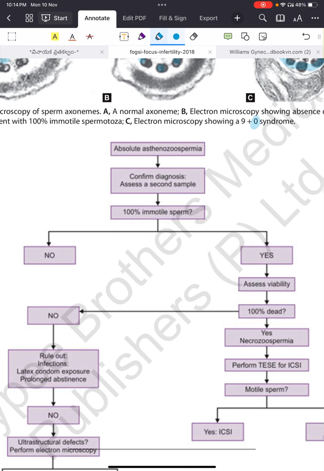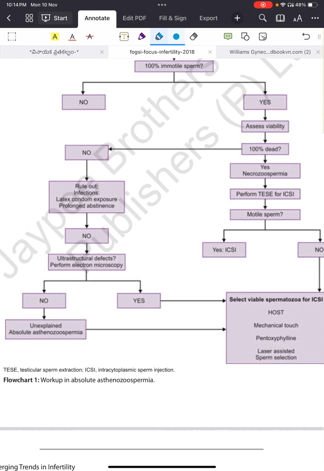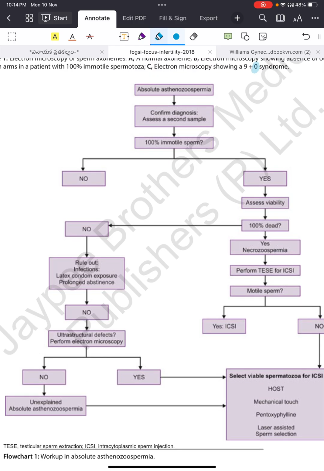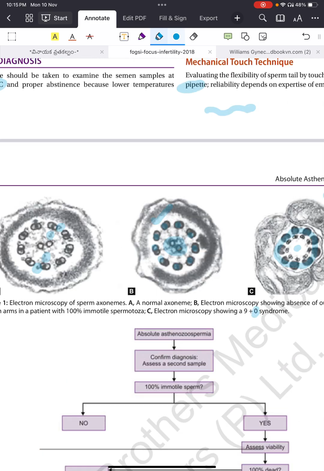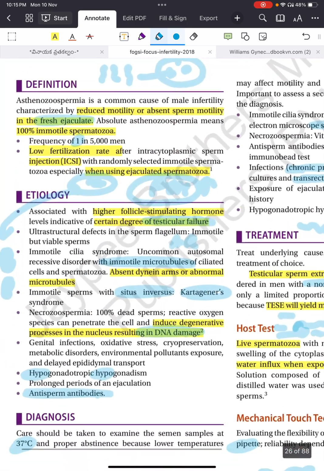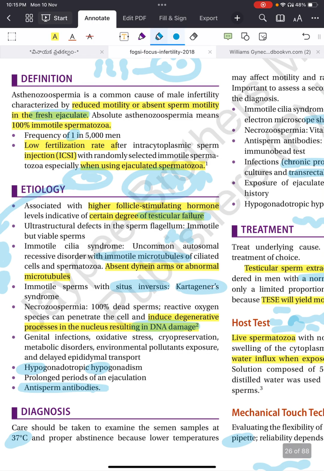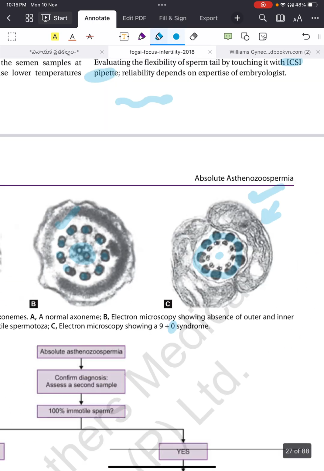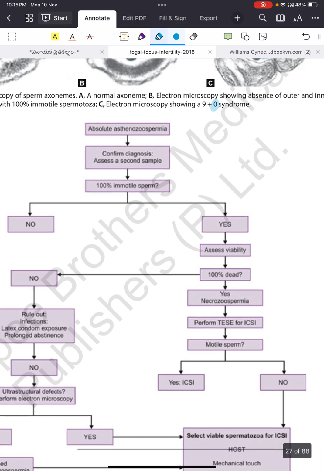Now we'll see the flow chart of how to work up a patient with asthenospermia. A couple comes and the male patient has a report of absolute asthenospermia. What is absolute? 100% immotile sperm. And there is a low fertilization rate. They already tried ICSI, but there was no fertilization. So how do we work up that kind of patient?